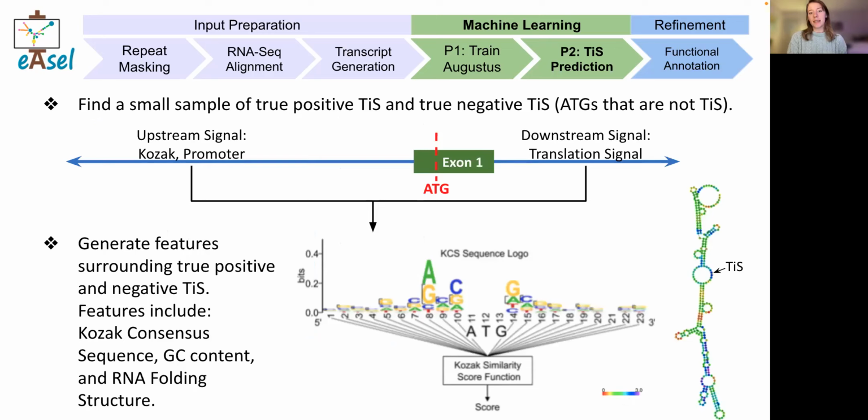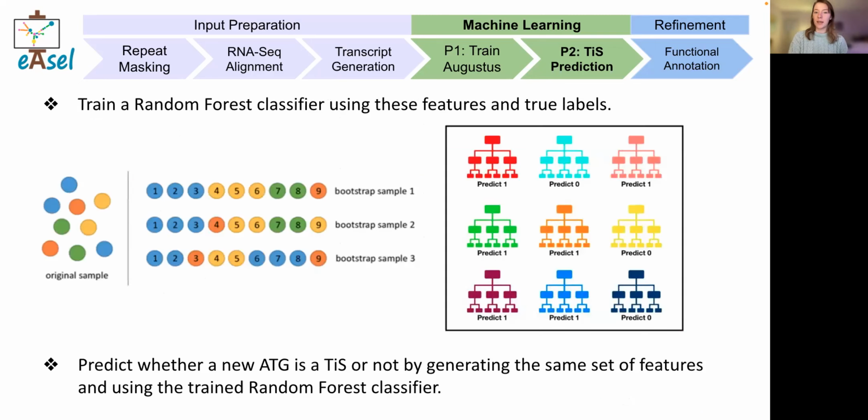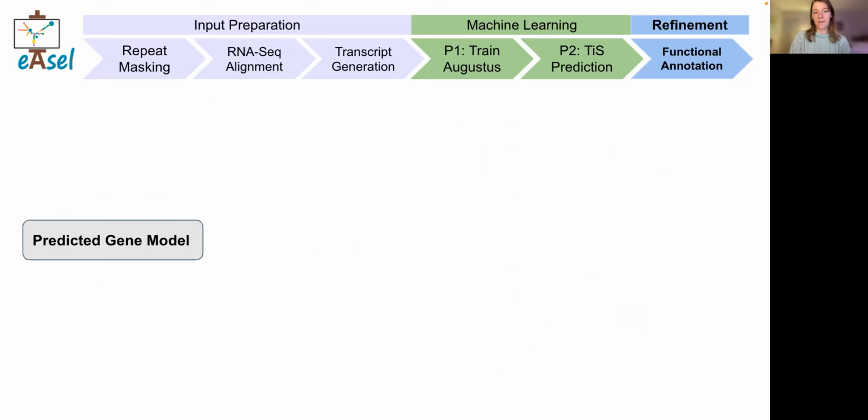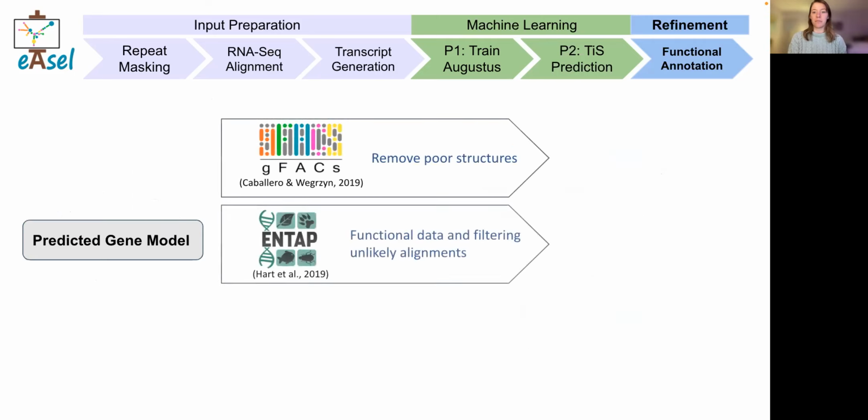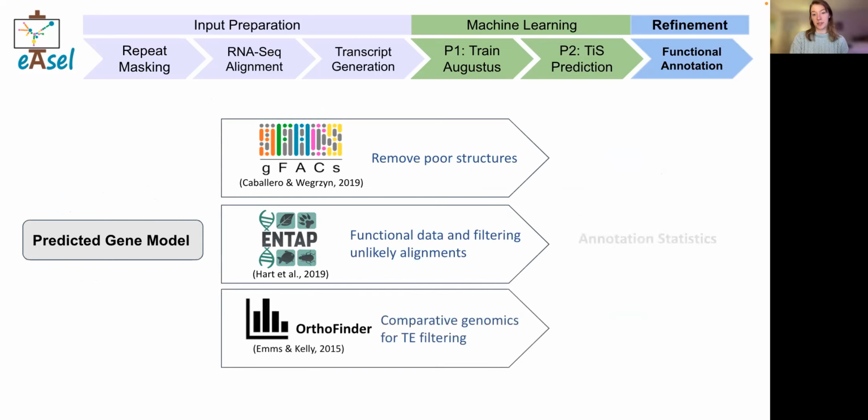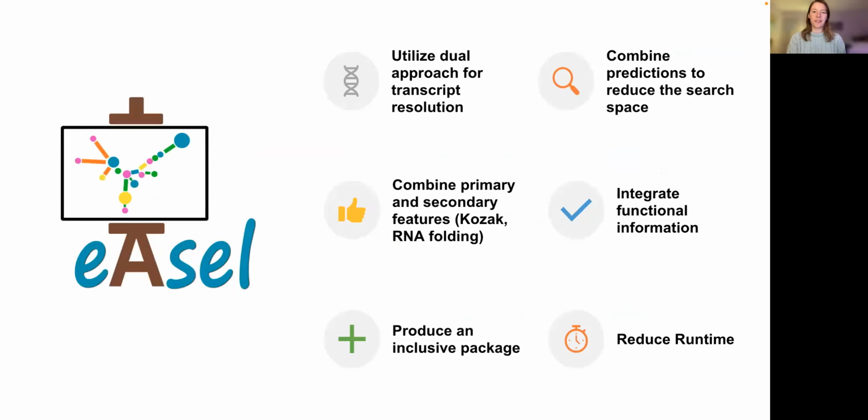We begin with a small sample of true start sites and ATGs that are not start sites and look up and downstream. Within our window, we can identify features such as Kozak consensus, GC content, and RNA folding structure. Using features and true labels, we use a random forest classifier to leverage creating uncorrelated models, which helps with the prediction of start sites. Refinement is still under development, but we plan to utilize the following tools to produce an official output. Overall, EASEL has made significant progress in refining predicted gene structures and reducing runtimes.